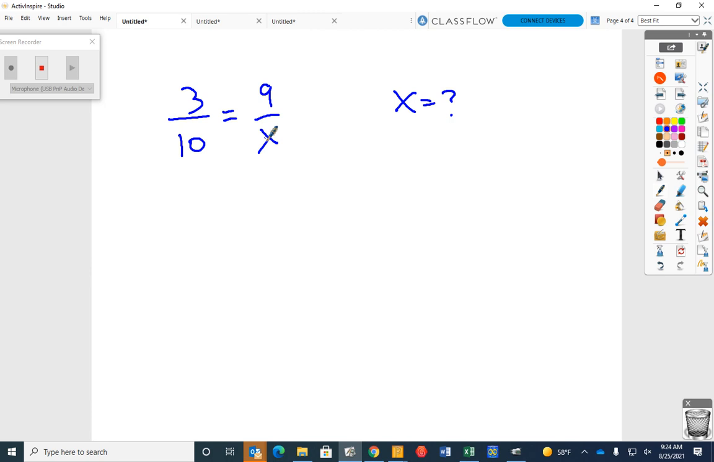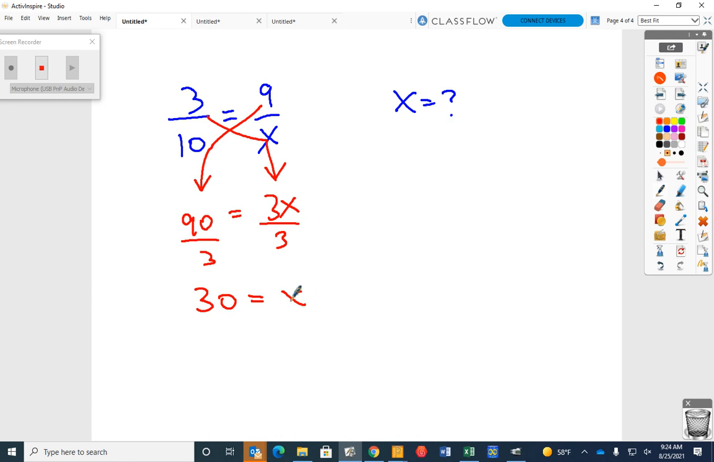So if I use cross products, does anybody know what 3 times x is? 3x, right? What is 9 times 10? 90. Now, this says 90 equals 3 times something. If I'm going to undo 3 times x, how do I do that? Divide by what? Not by 10. What's being multiplied by x? 3. So divide this by 3, divide this by 3, and what do we get? 30 equals what? X.